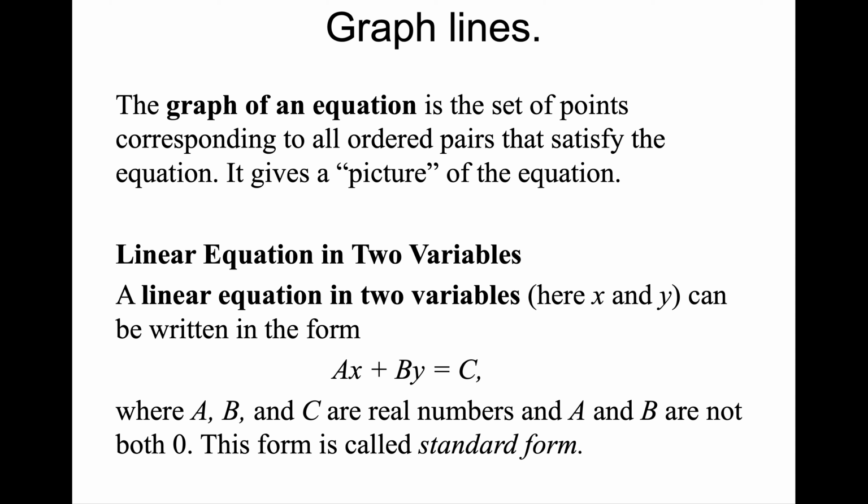The graph of an equation is the set of points that corresponds to the ordered pairs. So every equation, like y equals 2x plus 2, is a set of ordered pairs. Yes, it looks like a line in the graph, but we're describing every ordered pair where when I input the x value, I output the y value. That's the significance of what a graph is representing to us. A linear equation in two variables, which is when we have x and y, can be written in the form we call the general or the standard form: a number times x plus a number times y equals a number.